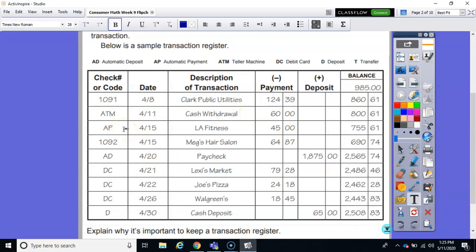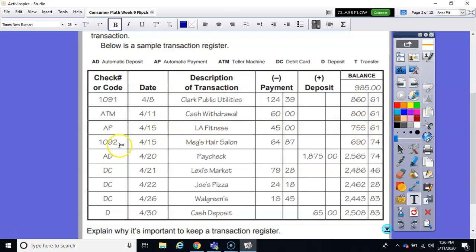For AP, that stands for automatic payment. So it looks like they belong to a fitness club, LA Fitness. So each month that fitness club automatically takes out their monthly fee for them being a part of that fitness club. So it's automatically taken out, looks like on April 15th for that month, of $45. So they had to subtract $45 from the $800, leaving us a new balance of $755.61.